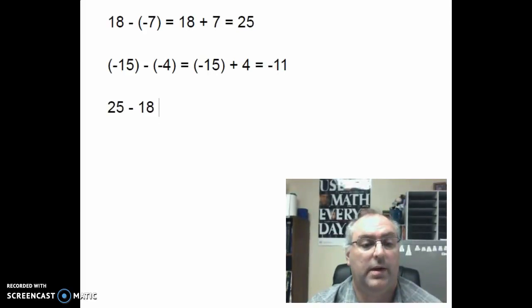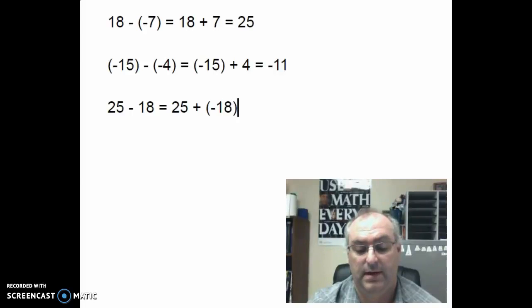Here's another example. 25 subtract 18. Now, if we follow our rules for subtraction, that would be equal to 25, change the subtraction to addition, and that's a subtract 18, so we need to change that 18 to a negative 18. And then we follow the rules for addition. Well, we need to find the difference between 25 and 18. Well, that's 7. And then since the 25 has a larger absolute value, it would be a positive 7.